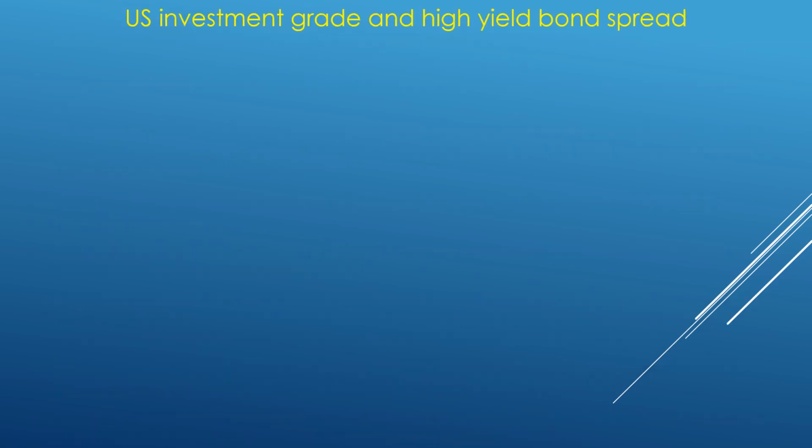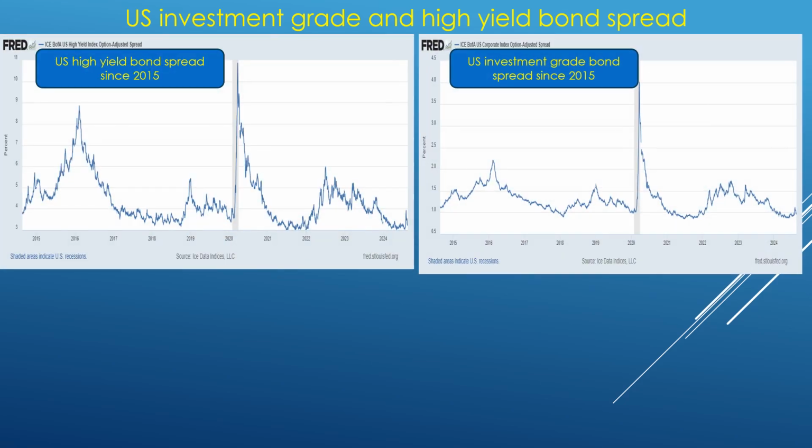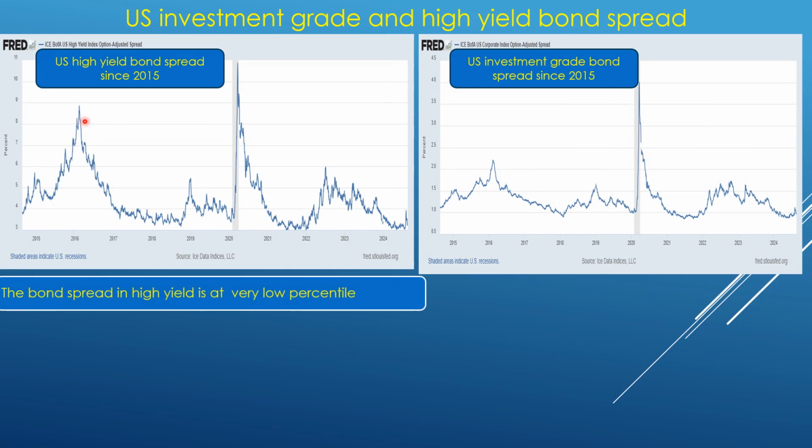Now let's examine the US investment grade and high yield bond spread since 2015. Now this is the US high yield bond spread since 2015. See, there are such huge fluctuations here. Historically, there have been huge fluctuations, and this is at a very low level given the historical figures. And this is the US investment grade bond spread. Here the fluctuations are much less. The variations are much less, the spread is much less. So here the current spread is near about the mean spread of the last 10 years.